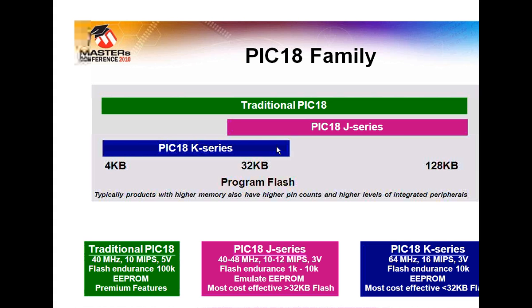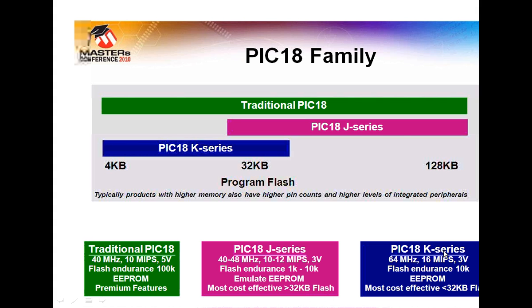Okay, each different series has different properties. Like in basic PIC18, it has a 40 megahertz input clock, that is the working clock, and 10 MIPS, 10 million instructions per second, and it works with 5 volts and 100K flash memory and EEPROM features. The 18J series has these properties, and it works with 3 volts. Okay, and it has the most effective 32 KB flash, greater than 30 KB flash.